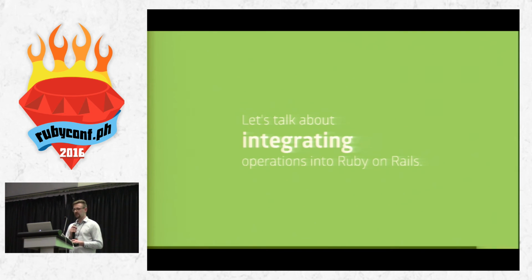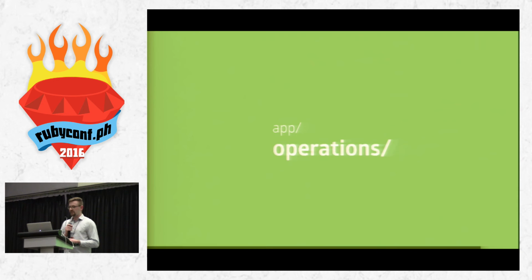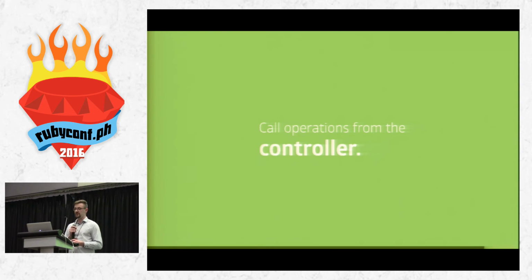Let's quickly talk about integrating operations into Ruby on Rails. In the project I'm working on, they simply live in the app operations folder. And we usually call them from the controller. We explicitly fetch all the data the operations are working on in the controller, meaning we make all our database requests usually in the controller, then forward them to a particular operation that gets executed and the result finally returned to the user.